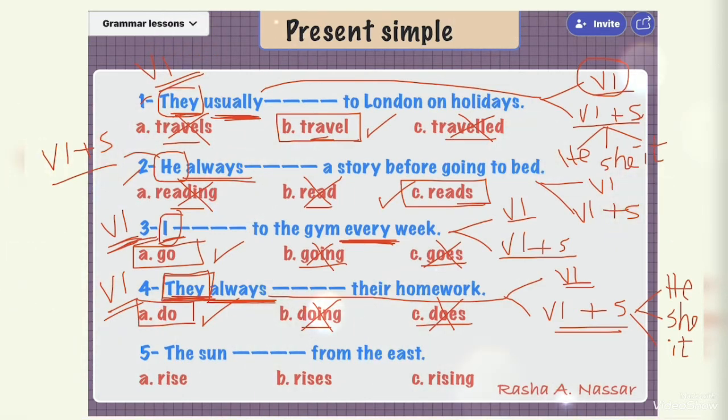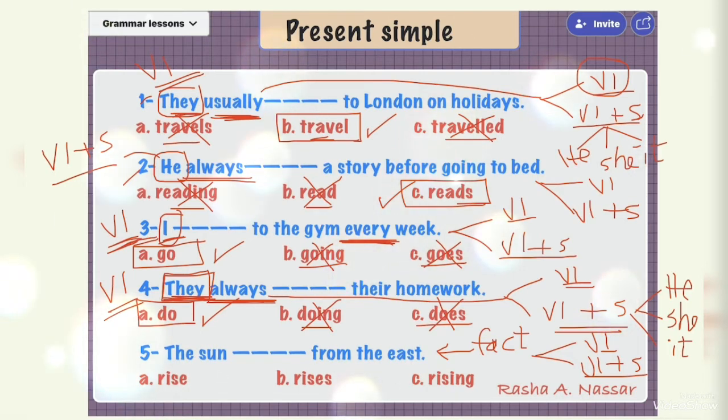Number 5, the sun what from the east? The sun rise or the sun rises or the sun rising from the east. This is what? This is a fact. So it is a scientific fact. When it is a scientific fact, I have to choose V1 or V1 plus S. When can I choose V1? With I, we, they, and you. And when can I choose V1 plus S? With he, she, and it.